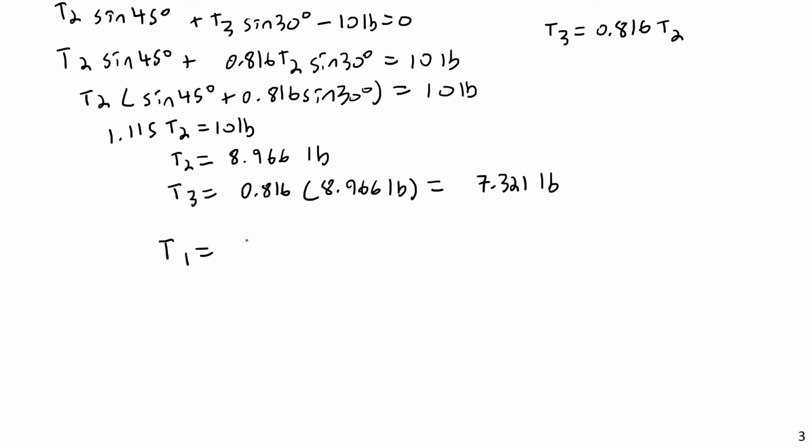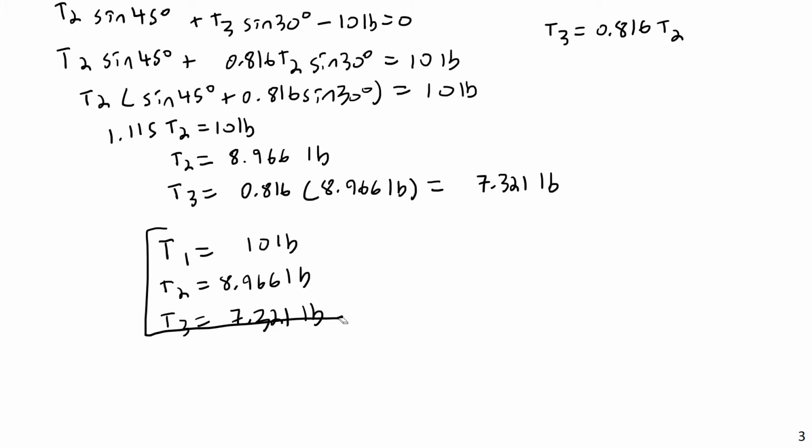T1 is equal to 10 pounds. T2 is equal to 8.966 pounds. And T3 is equal to 7.321 pounds. So a very simple, straightforward application of 2D point particle equilibrium.